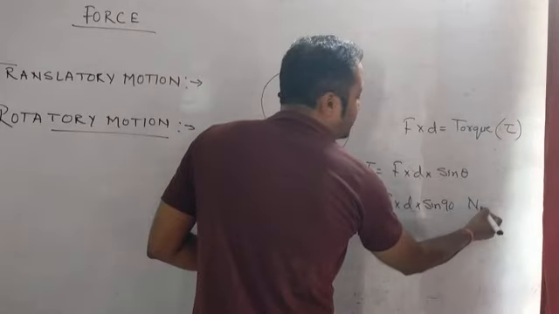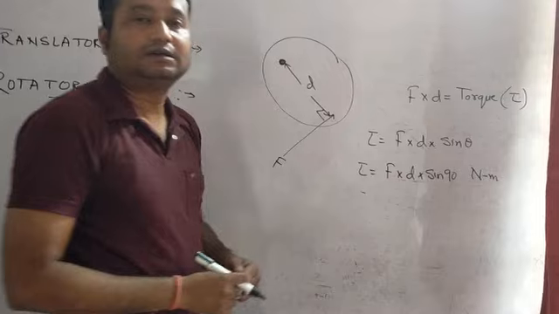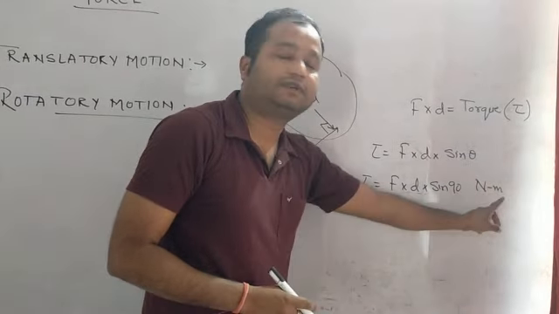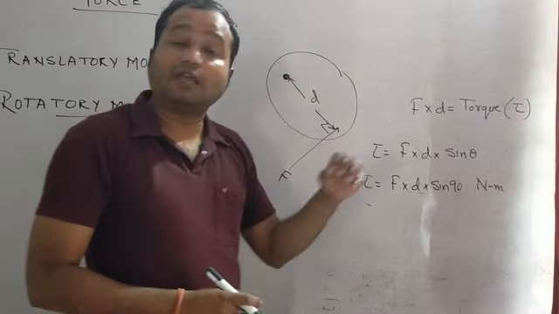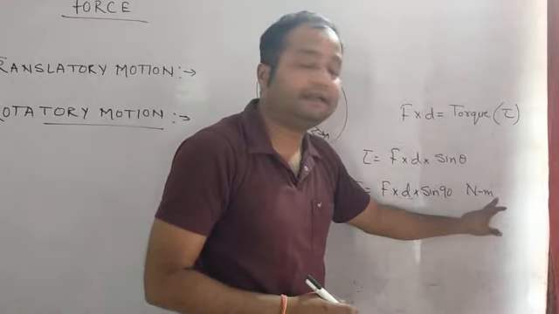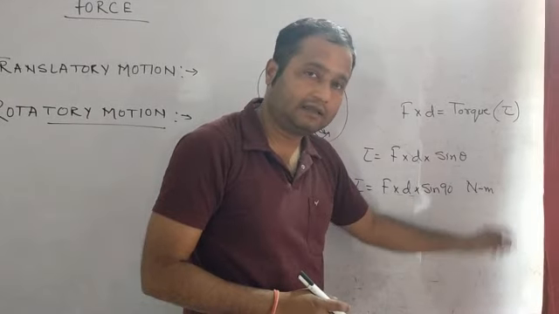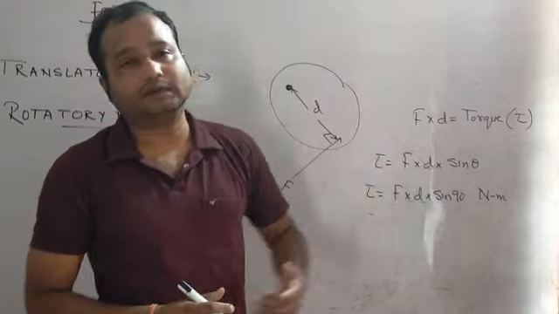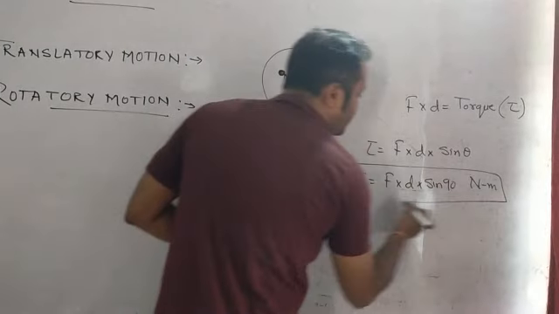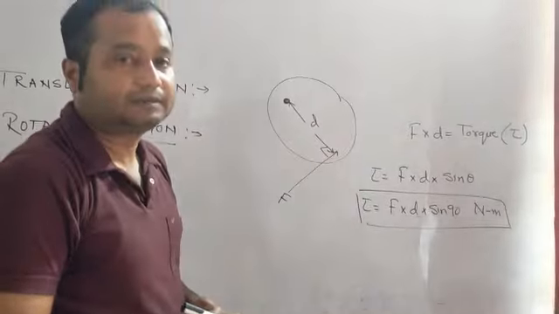The SI unit of torque will be Newton meter, because the SI unit of force is Newton and the SI unit of distance is meter. Care should be taken not to invert them, not to write m and then N, because that stands for millinewton. This is the first formula we'll be using in this chapter.